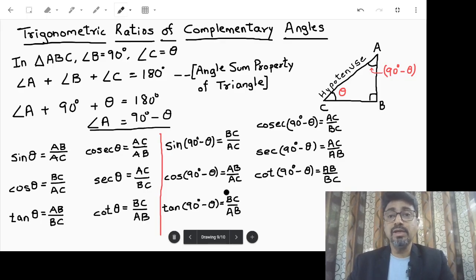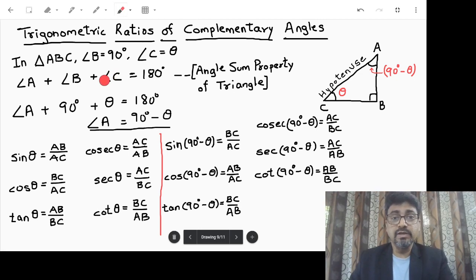Then the remaining three trigonometric ratios: cosec of 90 degree minus theta, reciprocal of sine, AC upon BC. Sec of 90 degree minus theta, reciprocal of cos, AC upon AB. And cot of 90 degree minus theta, which is reciprocal of tan, that is AB upon BC.